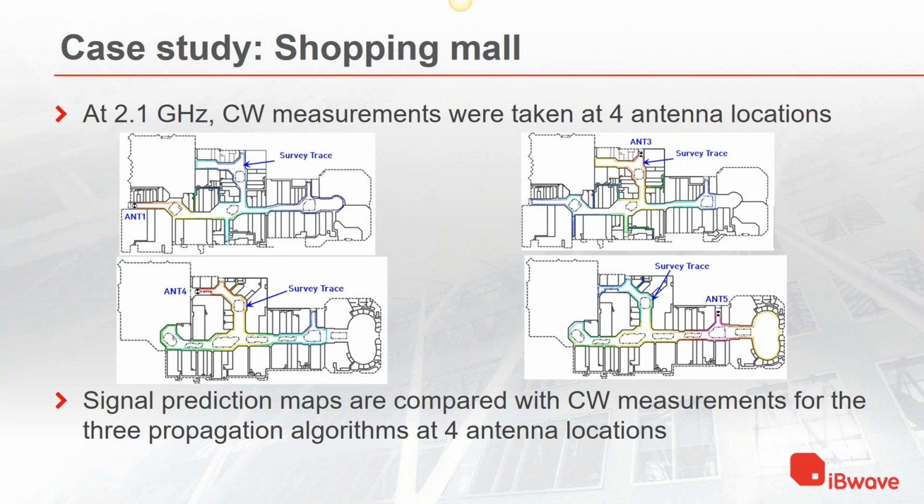Now we go to a different venue, which is also a complex 3D structure, which is a shopping mall. And there we took 4 antenna locations as measurements. So this one is a corner. This one is the entrance to the mall. This one is the entrance to the Sears or Dillard's or whatever. And then another entrance to the mall and another entrance to the mall. So let's see what's going on.